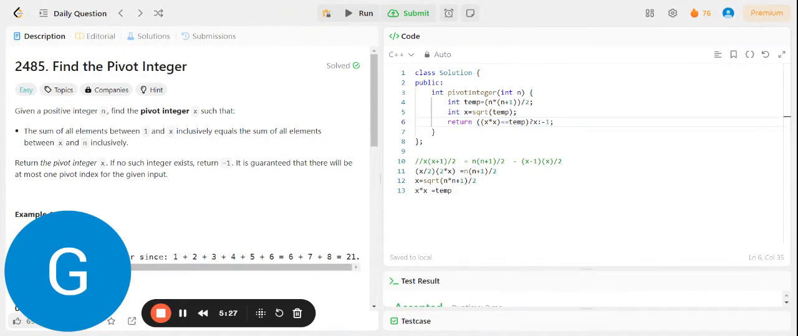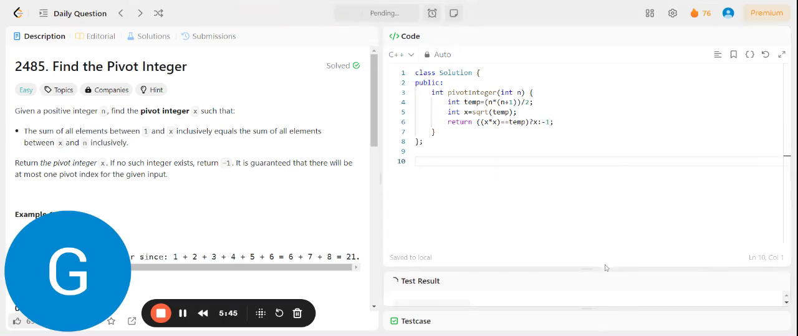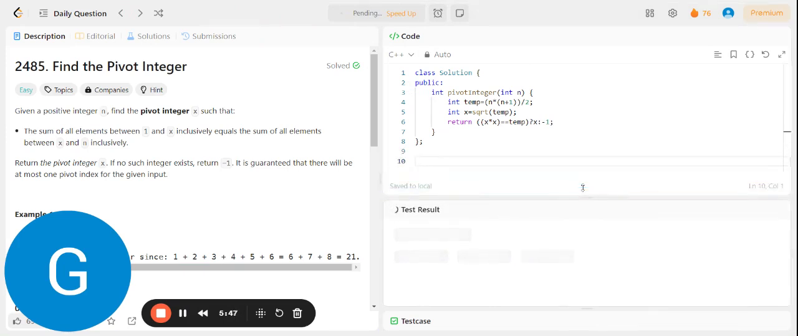ternary operator. It says that if this expression gives true, it will return the first one, or else it will give the second one. This is the assignment operator. Yes guys, it's running fine.